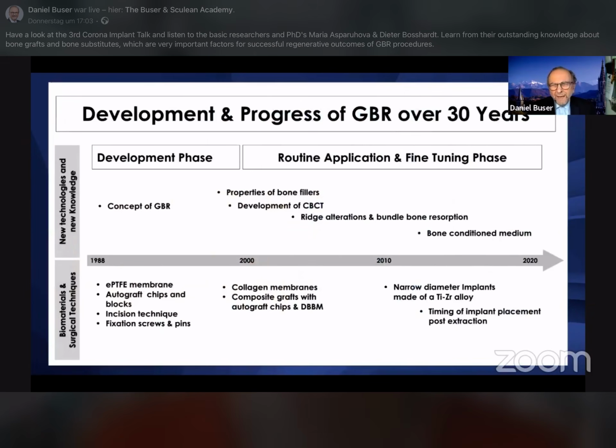Now, we know today, 30 years later, we have had a development phase, and we have made a lot of progress. We have made a lot of fine-tuning efforts in the past 30 years. We will not talk about that. Today, we talk about these more basic topics.